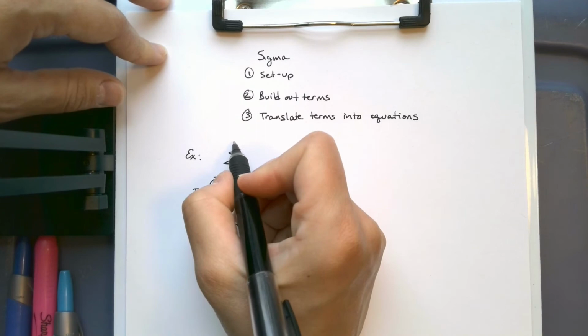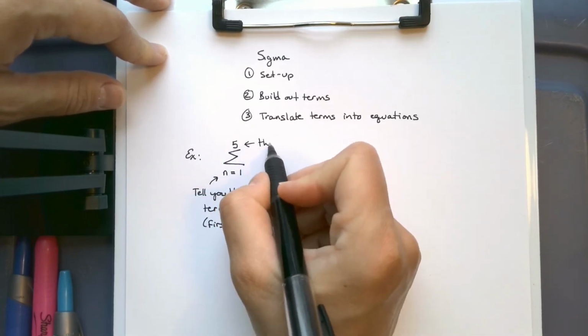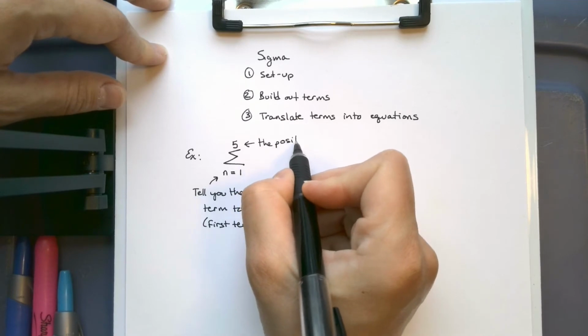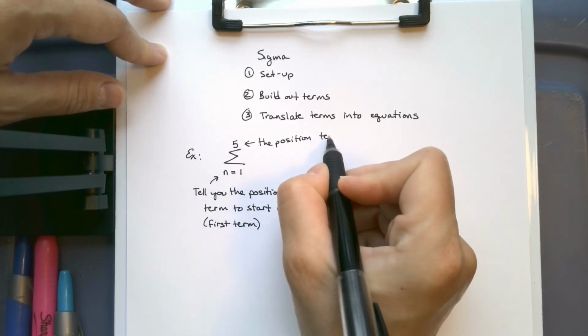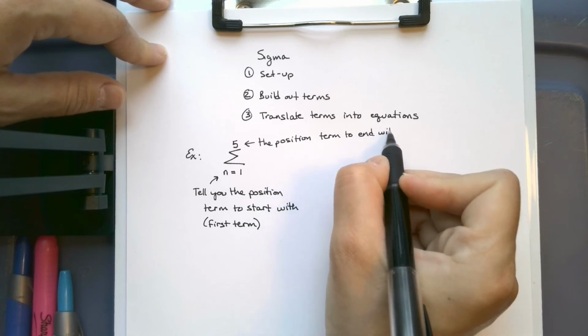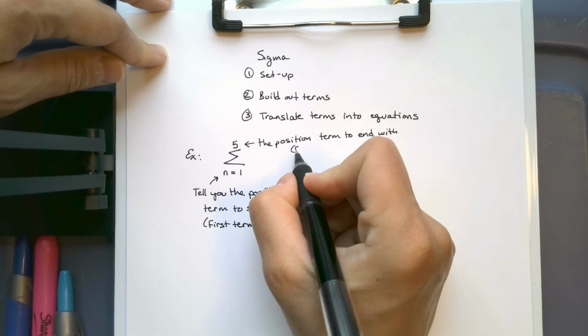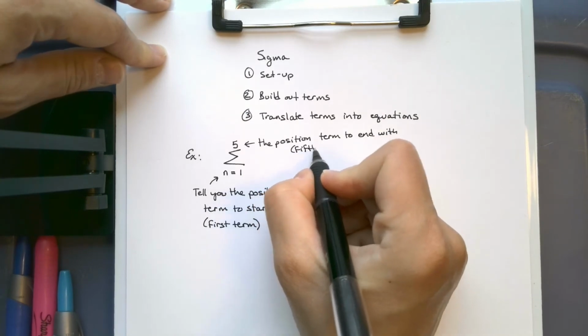And then this number up here, I'm going to go up to 5. This is going to tell you the position of the term to end with. So in this particular example, you're going to end with the 5th term.